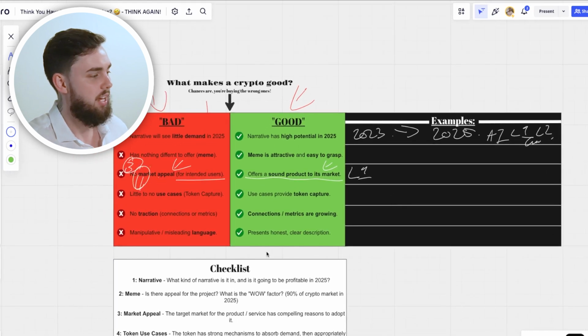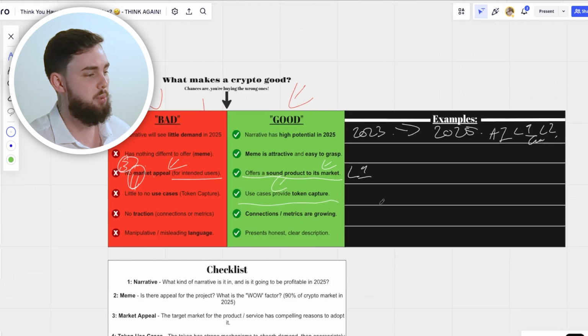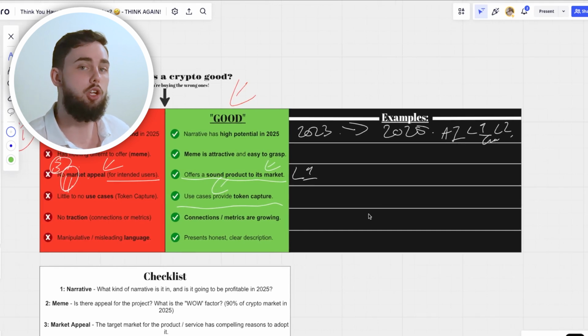Number 4, little to no use cases or token capture. This is something I made a video on very recently that's super important to get right. And it's pretty simple. So how is their token being utilized in the network, right? So for their target market, for example, how is the project, one, hitting the target market, so it's absorbing that demand? Let's just say it does a really good job at bringing developers in, right? And developers are building and building. Well, when the developers get the users involved, how is that token then utilized in the ecosystem?